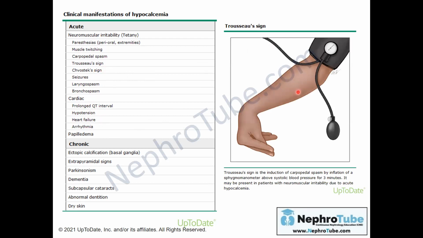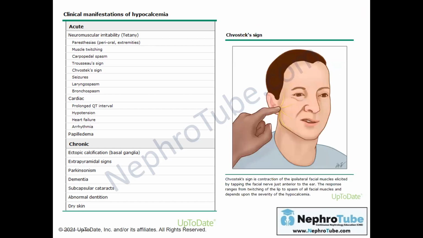The Trousseau sign is done by elevation of the blood pressure pump over the systole of the patient for 3 minutes. This will induce ischemia for the arm of the patient. Ischemia in general increases the excitability of the nerve. In a normal population without hypocalcemia, this ischemia will cause ischemic pain, but in patients with hypocalcemia, as their nerves have hyperexcitability, when we induce ischemia on top of hypocalcemia, this will increase excitability more, causing carpopedal spasm, as you see, with flexion of most of the joints of the hand and extension of the interphalangeal joints.